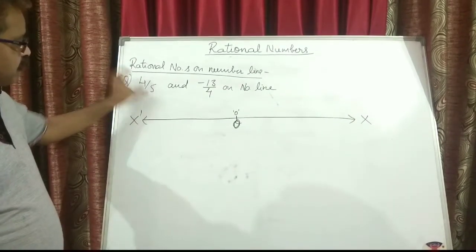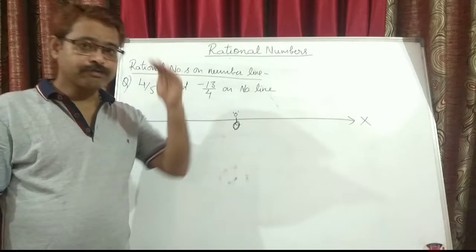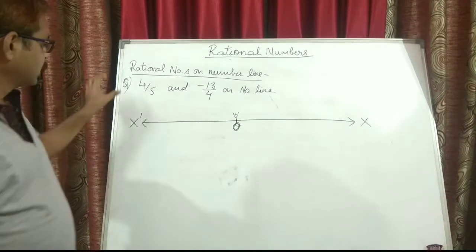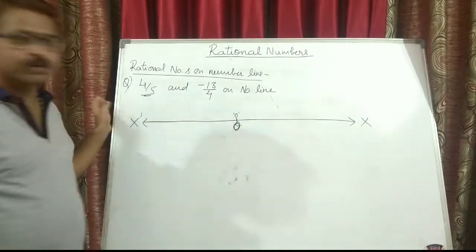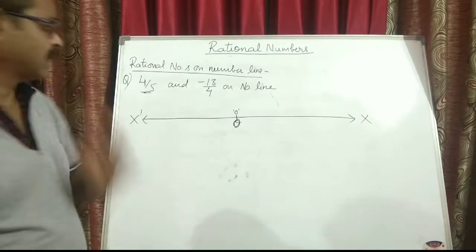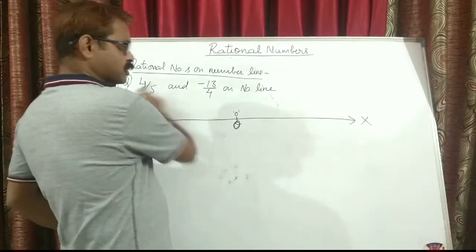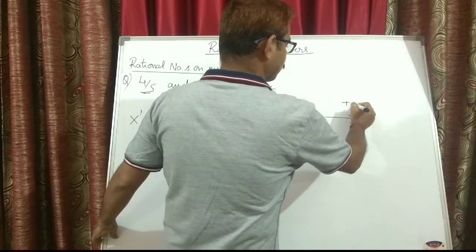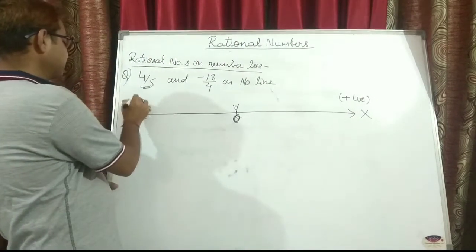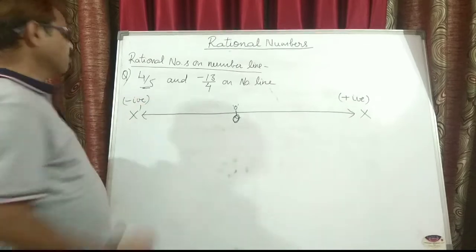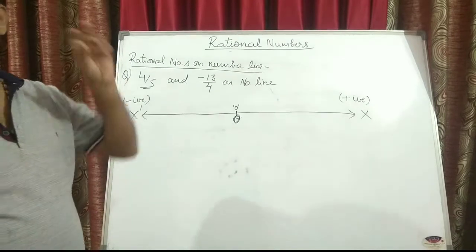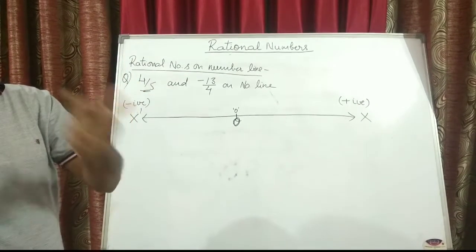Now 4 upon 5 means that 4 is divided into 5 equal parts. Since it is positive, you know that on the right hand side it is all positive numbers, and on the left hand side it is all negative numbers. So 4 upon 5 means that 4 is divided into 5 equal parts.